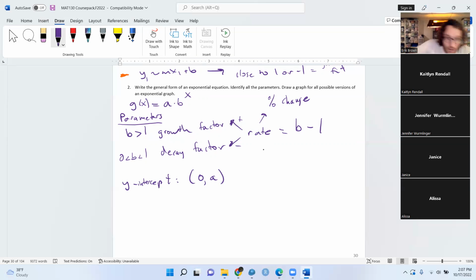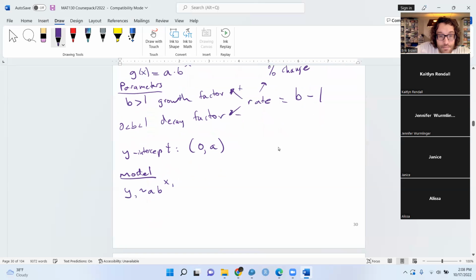Like the linear thing, the code we use to find the model in Desmos is y1 tilde ab to the x1. And same thing, we have an R value that's the correlation coefficient, same interpretation. The one exception, the one thing you have to keep track of, is you've got to check this log mode box so that you can get the R value.